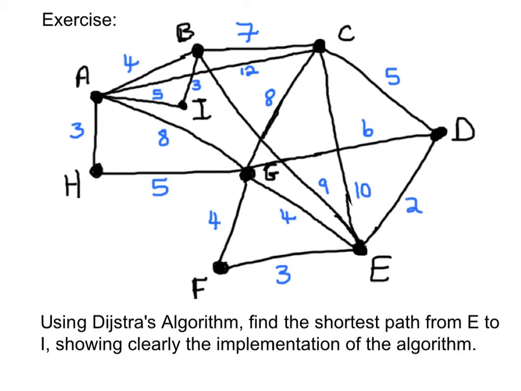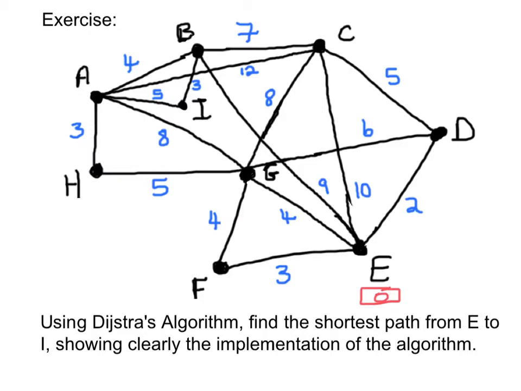Okay, we need to use Dijkstra's algorithm to find the shortest path from E, so let me highlight E, to the point I, and I is here. Okay, let's start. The algorithm begins at E, so we label E with a 0 because that's where I'm beginning from. So that's the distance I have travelled so far.